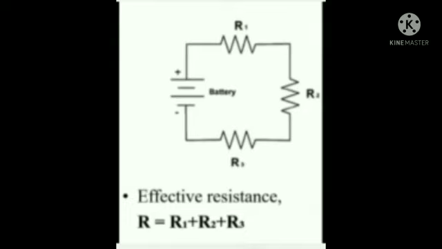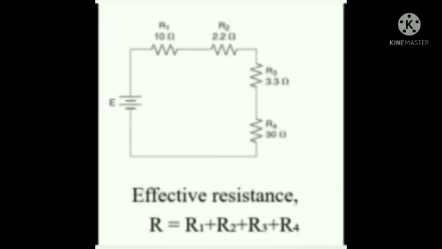Okay. So its effective resistance can be calculated by just adding the resistances R1, R2 and R3. Therefore effective resistance R is equal to R1 plus R2 plus R3. Okay, did you understand that? We can also mention other problems like this.